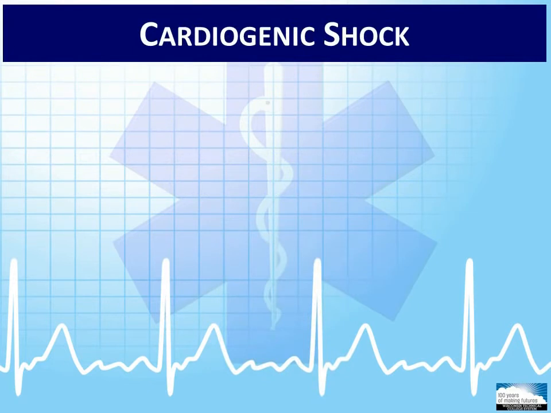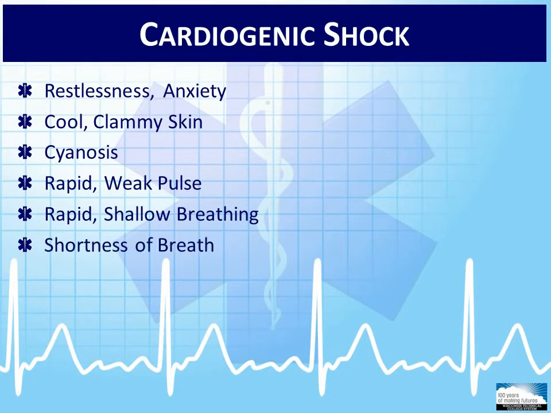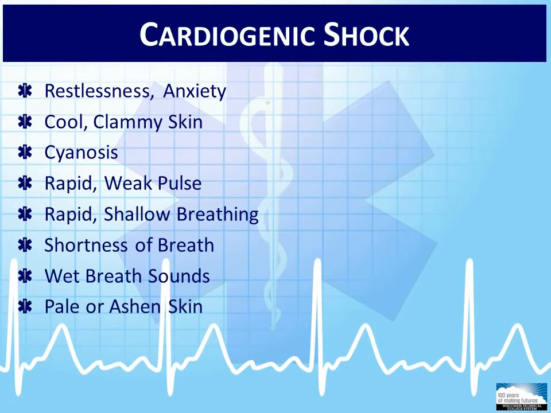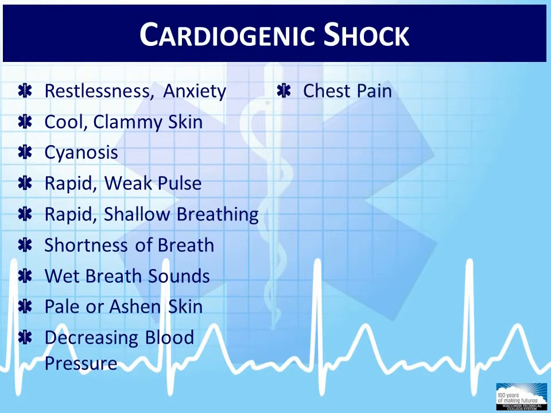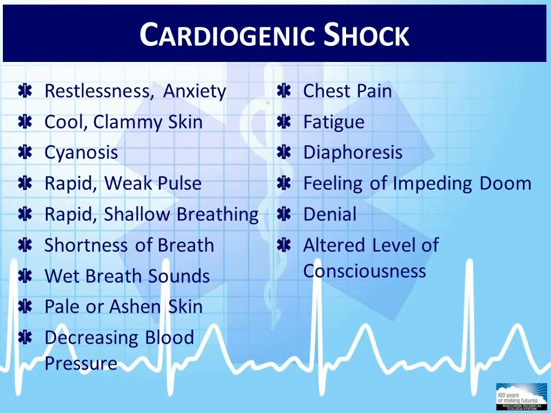Signs and symptoms of cardiogenic shock may include restlessness, anxiety, cool clammy skin, cyanosis, rapid weak pulse, rapid shallow breathing, shortness of breath, wet breath sounds, pale or ashen skin, decreasing blood pressure, possible chest pain, fatigue, diaphoresis, feeling of impending doom, denial, altered level of consciousness, nausea, and vomiting.